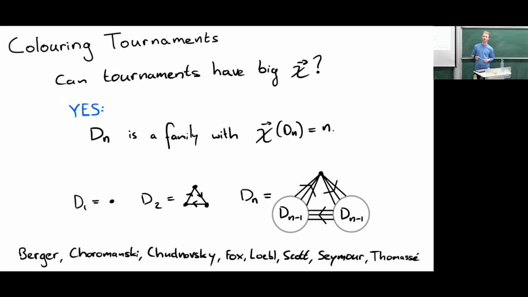Is there any idea on how far this is from the optimal, or is it even conjectured that this would be optimal? I don't know if anyone went as far as conjecturing that it's optimal, but I would be very surprised if you can do much smaller. The problem is that we don't know that many families that actually tend to infinity.